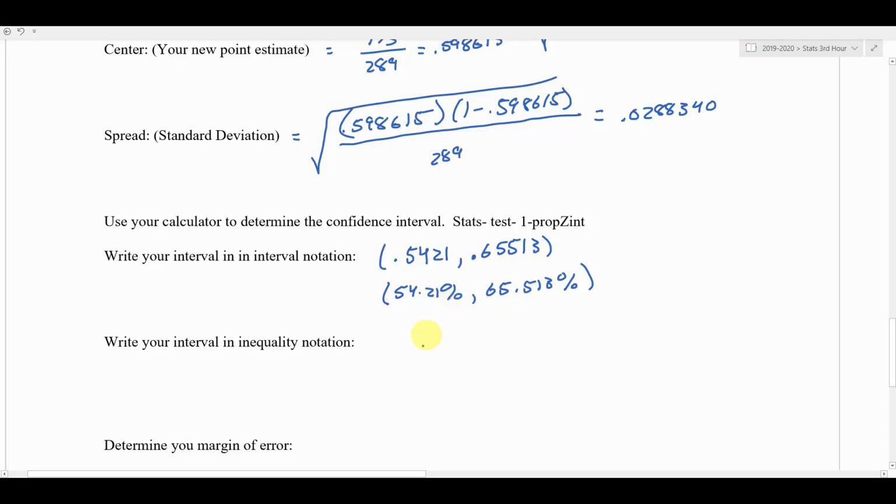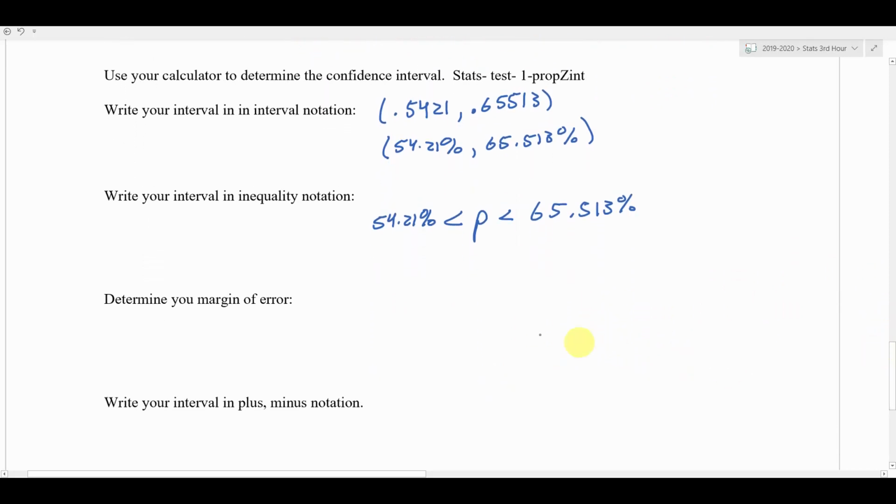Okay, and if I were going to write that in inequality notation, we would say, well, the actual population proportion, right? So no hat when we do this one, no p hat, just p, right? Because we're estimating the actual population proportion. We're 95% confident the actual population proportion is somewhere in between 54.21% and 65.513%. Okay. So the next thing we want to figure out is what is our margin of error.